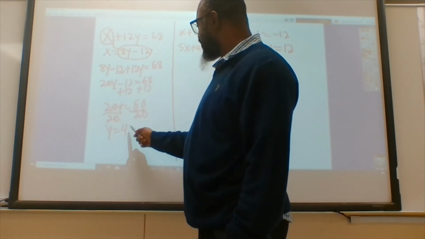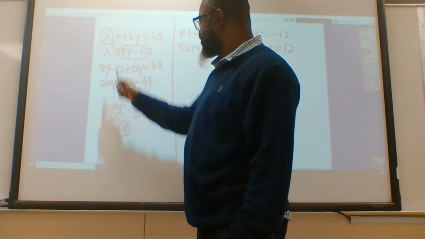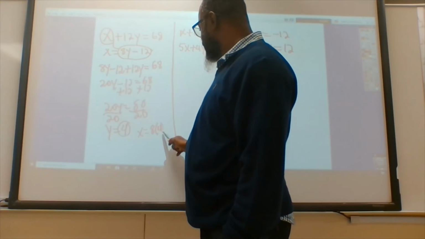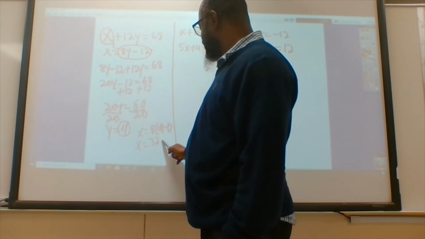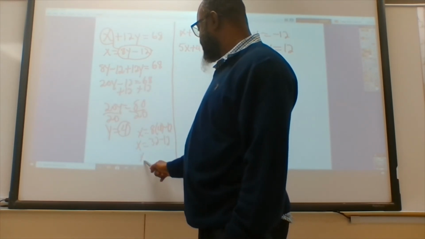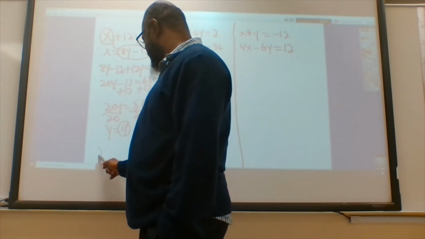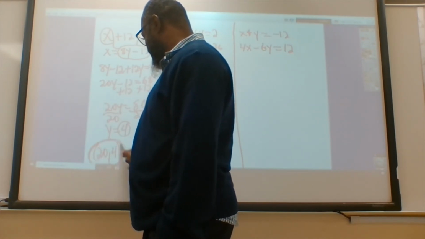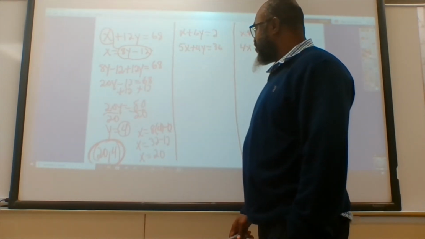Now, since I know y, I can take this and replace it here. You will have x equal 8 times 4 minus 12. So 8 times 4 is 32, minus 12 is 20. So the solution of that system is 20, comma 4. This is where these two lines will meet. This is the solution that will satisfy both equations.